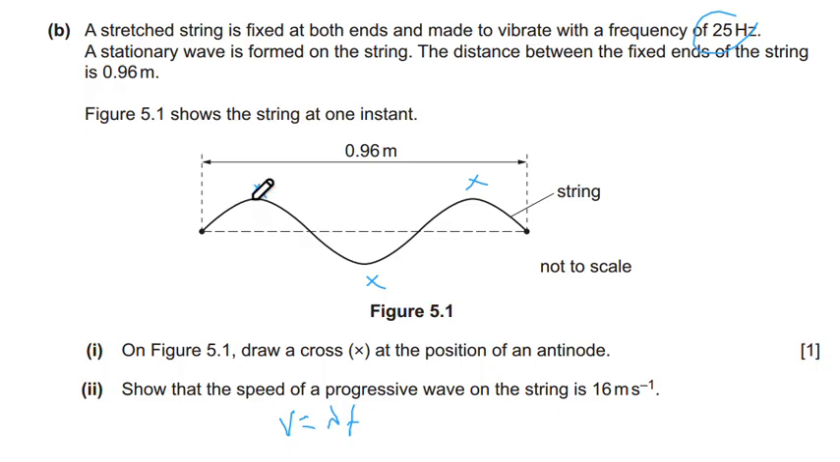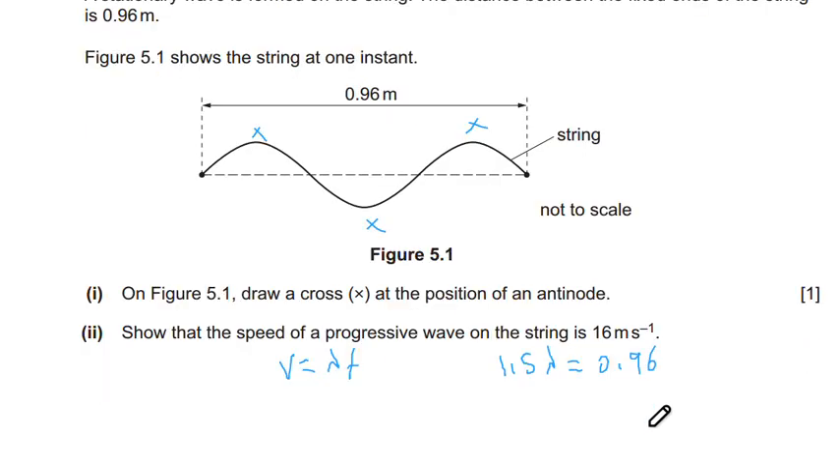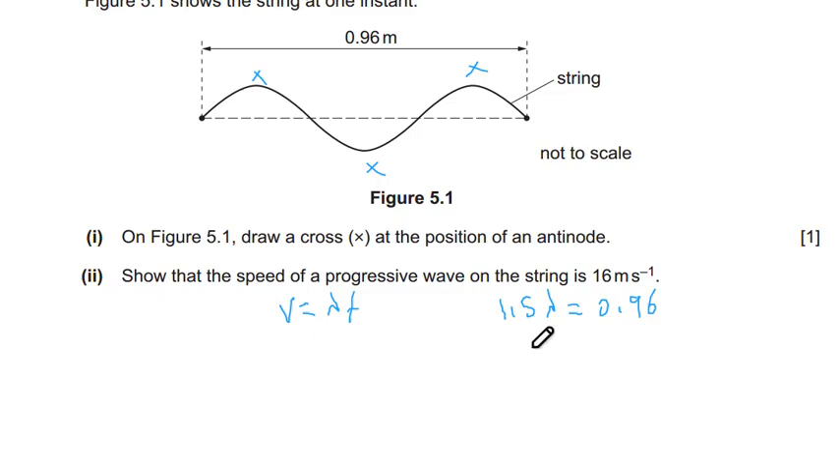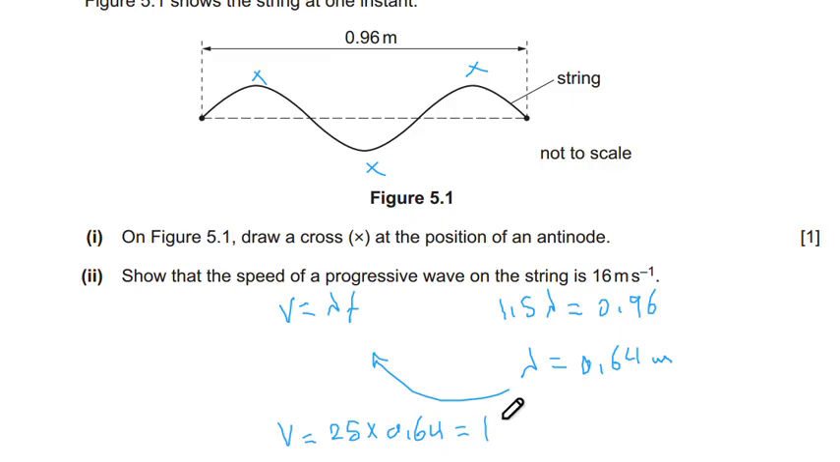I see here 1.5 lambda is equal to this length, which means lambda equals 0.64 meter. We can substitute here, so V equals 25 times this, which equals the speed.